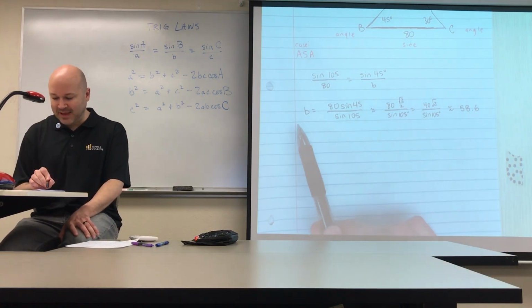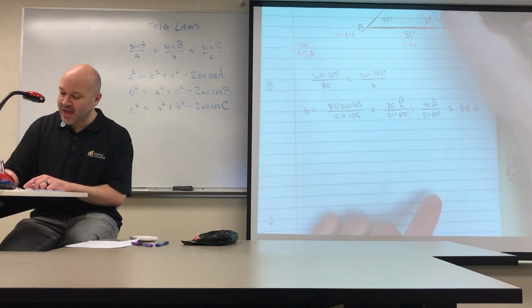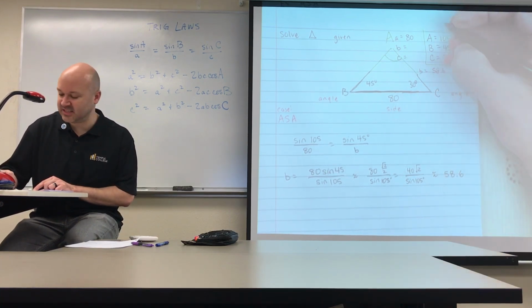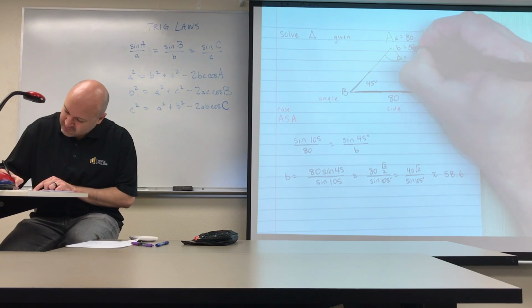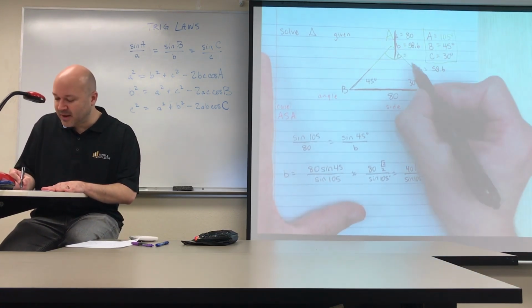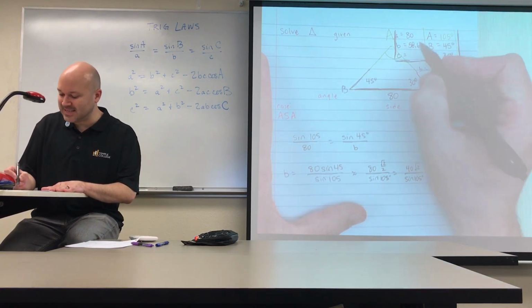And that's little b, that's not degrees, that's a side length. So little b, I can go off to my triangle and say, hey, that's going to measure 58.6-ish. Getting kind of messy, but I only need one more piece of information, and that is little c.